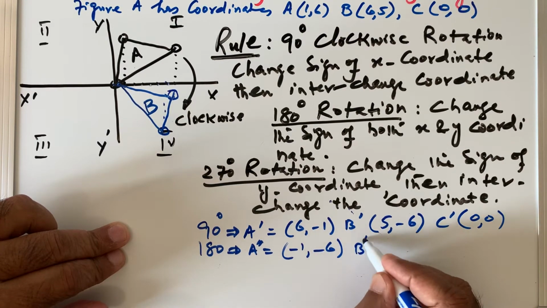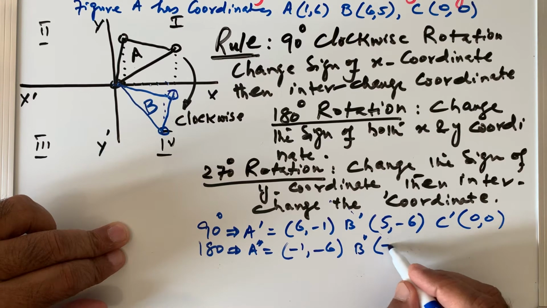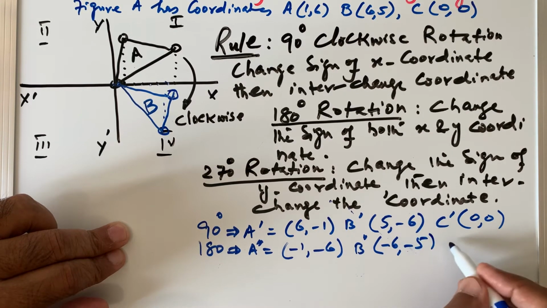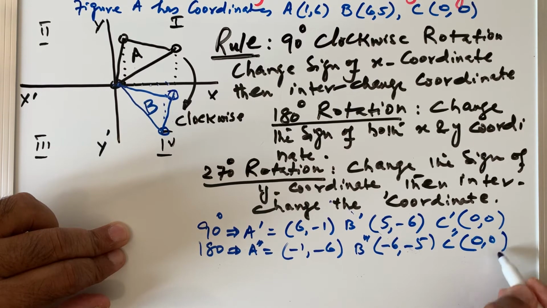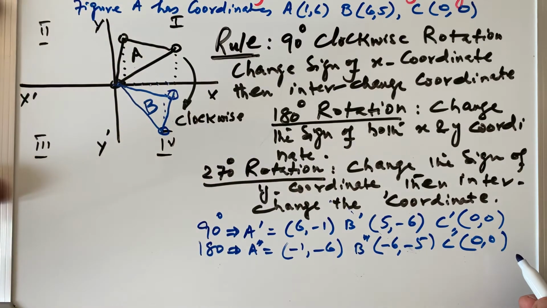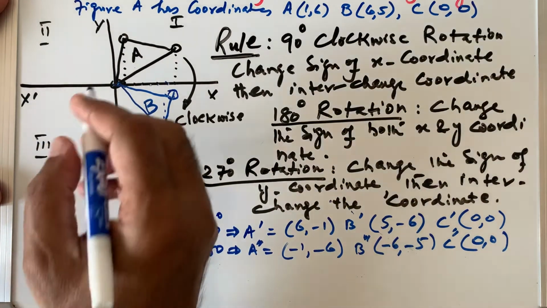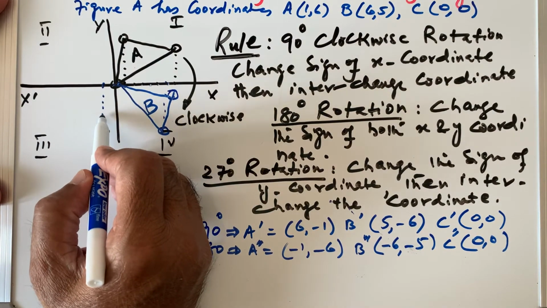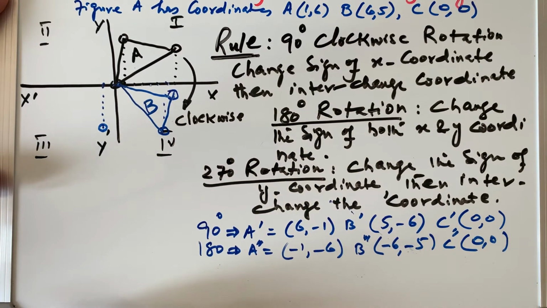So B double dash will be, it's easy, change the sign: minus 6, minus 5. And C double dash will be, 0, 0 doesn't have any impact. So we have the 180-degree rotation. What are the coordinates? A double dash is minus 1, minus 6. So minus 1 is somewhere here. 1, 2, 3, 4, 5, 6. On grid paper it would be better, but this is just an indication of how it looks.